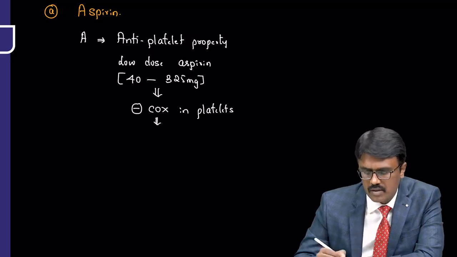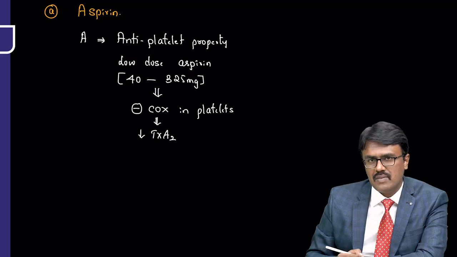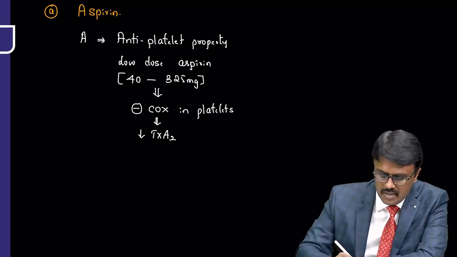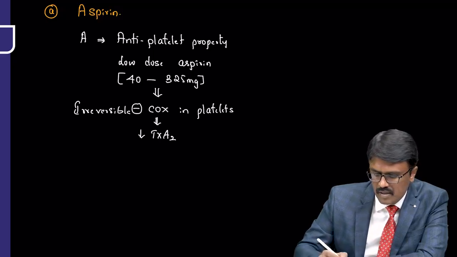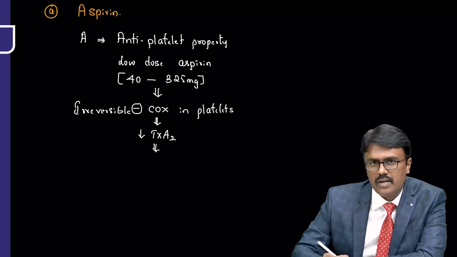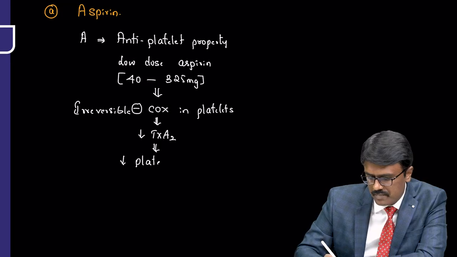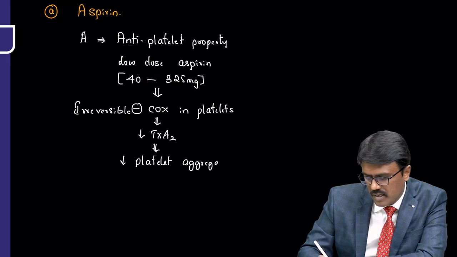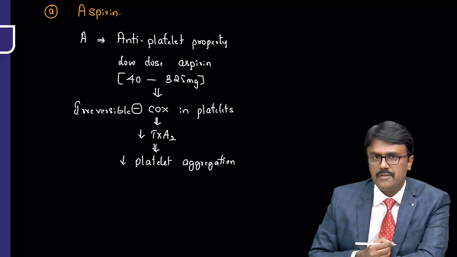When you inhibit the enzyme COX, there is decreased thromboxane A2. Thromboxane A2 synthesis is decreased because the enzyme inhibition is irreversible. Then when thromboxane A2 decreases, there is a decrease in platelet aggregation. So this is the mechanism. Remember, they inhibit the enzyme COX irreversibly in platelets.